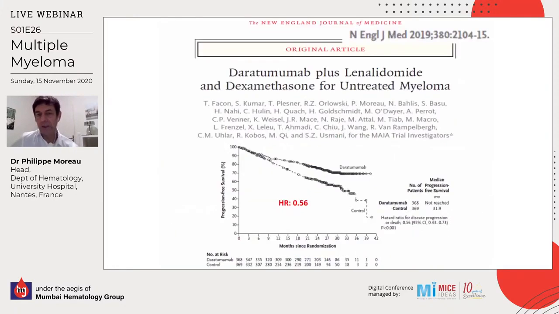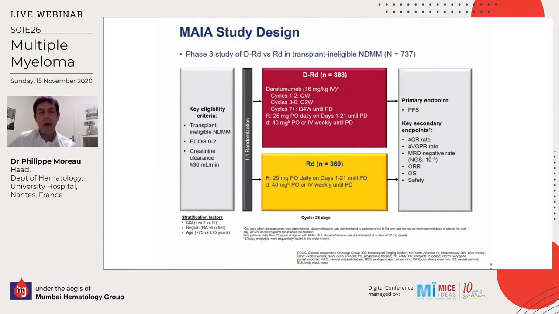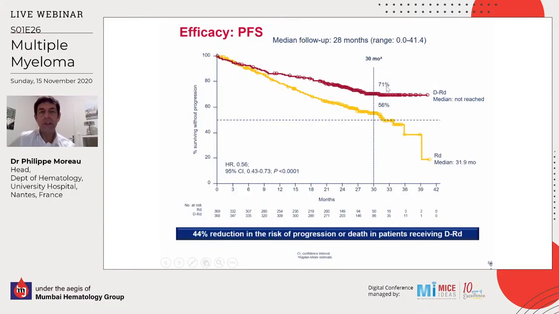What about elderly patients treated without stem cell transplantation? And one of the best combination is DRD, Lendex daratumumab, in this Maya study published in the New England 1 year ago. You see the best outcome with Lendex daratumumab frontline for elderly. This is the study design, Lendex versus DRD until progression, and the progression-free survival, as I mentioned previously, highly improved. And this is the update analysis with a longer follow-up presented at ASH.